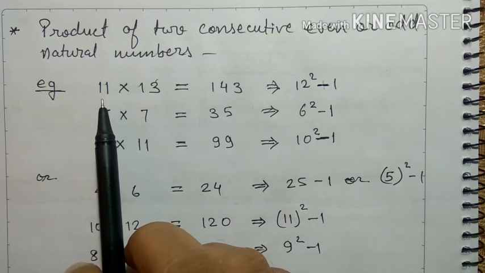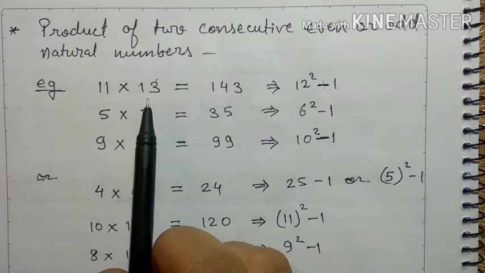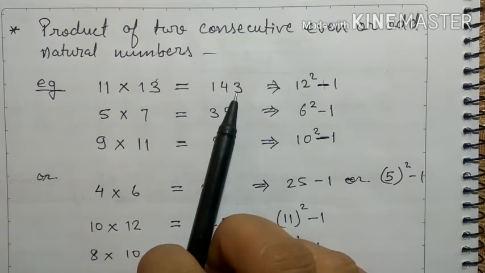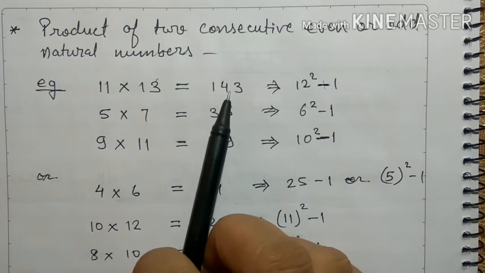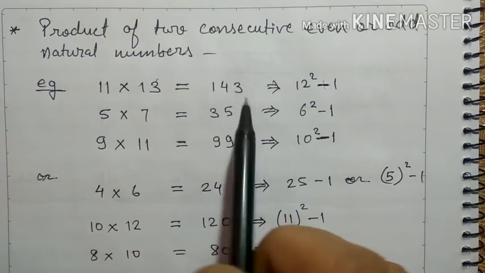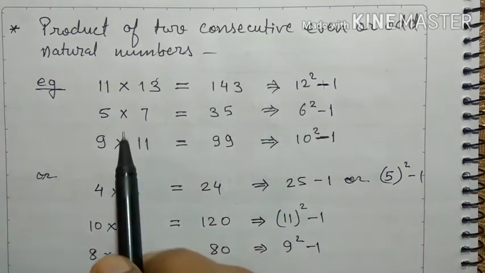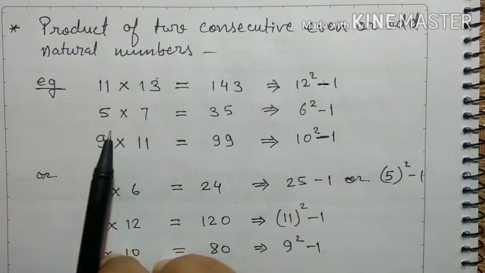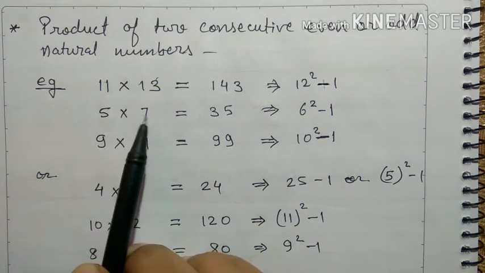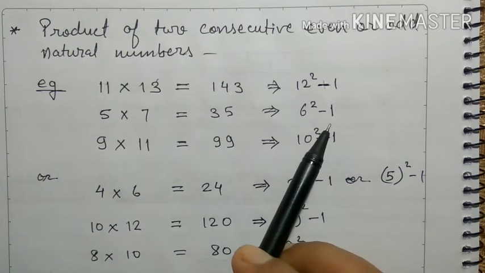For example, these are two consecutive odd numbers, 11 and 13. So 11 times 13 is 143. If we see, 143 is 1 less than the square of 12, 1 less than 144. So that will be equal to 12 square minus 1. Like this way, if we do 5 into 7, and 5 and 7 are two consecutive odd numbers, 5 sevens are 35. 35 is 1 less than the square of 6, so that will be 6 square minus 1, right?